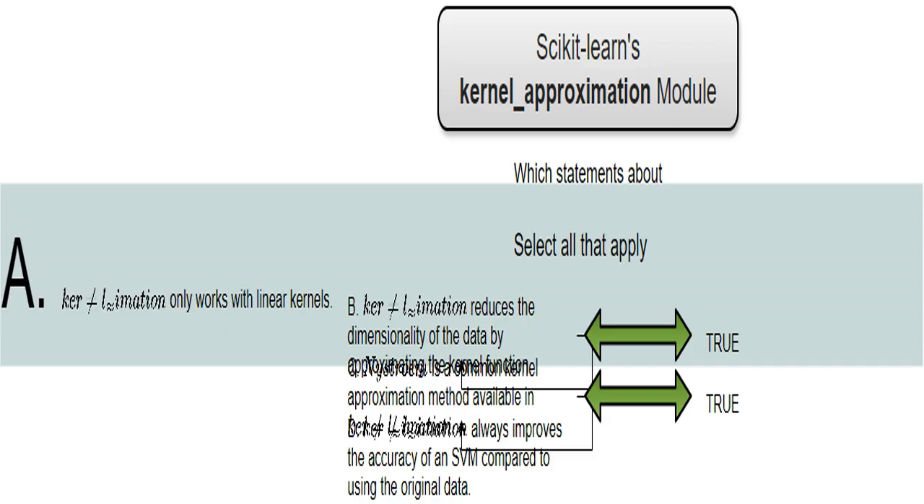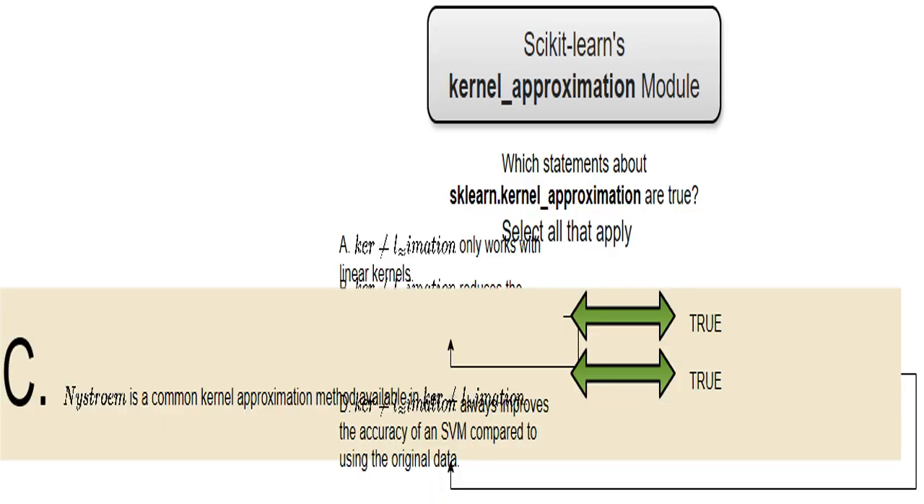Kernel_approximation cleverly reduces the data's dimensionality not by directly removing features, but by approximating a complex kernel function with a simpler one. Think of it like summarizing a long story. You capture the essence without including every detail. This makes computations much faster. This confirms that statement B is indeed correct.